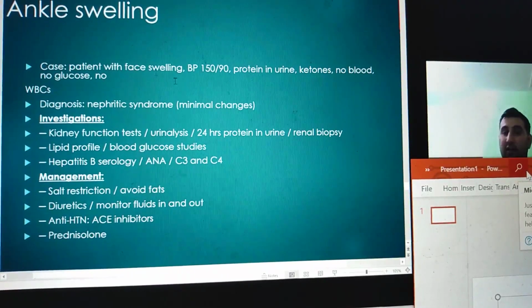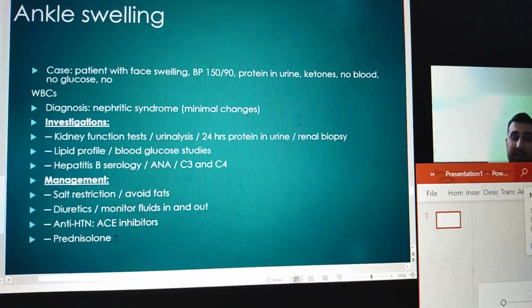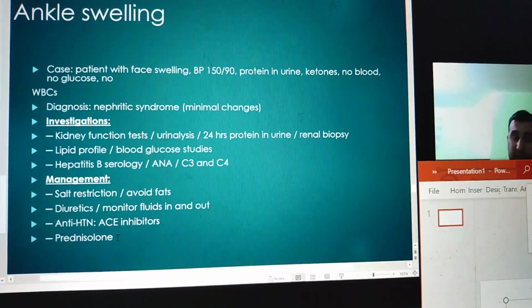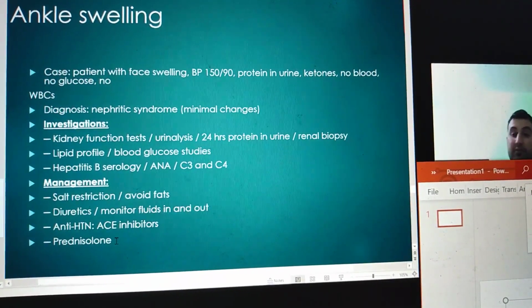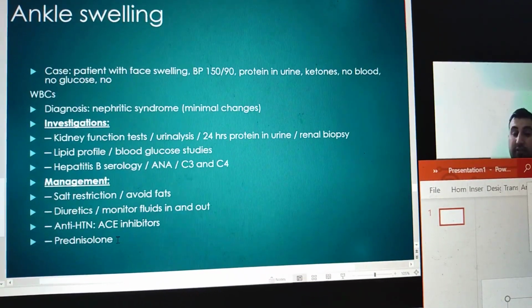At the end of the day, for all the kidney diseases, remember, get prednisolone, and you all know that that's it. Treatment is basically either immunosuppressants or prednisone. That's not the case, all of you know that. But however, what about the salt restriction? Did you guys know that? Did you tell the patients to avoid fats?